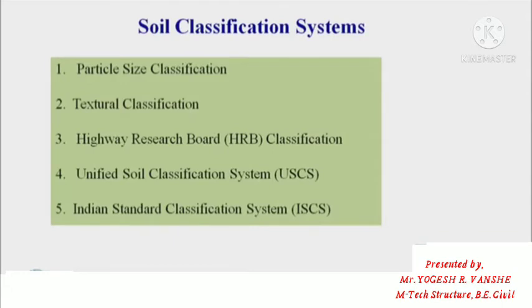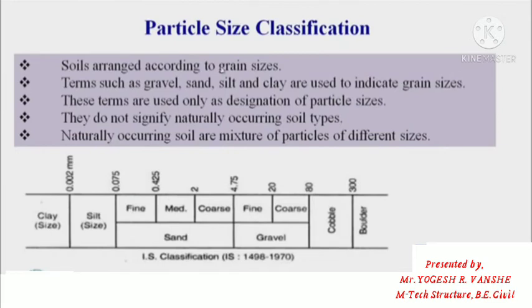There exist many soil classification systems. This is a list. The first one is the particle size classification, wherein the classification is made based on the particle size. The second one is the textural classification, based on the texture of the soil. The third one is the Highway Research Board, HRB classification. It's a British system. The fourth one is the Unified Soil Classification System, and the fifth one is the Indian Standard Classification System. We will focus on the Indian Standard Classification System. Prior to that, we'll also discuss the soil classification system based on particle size.